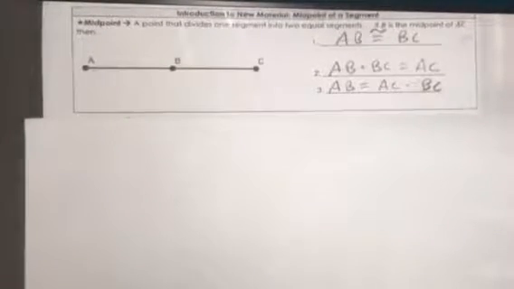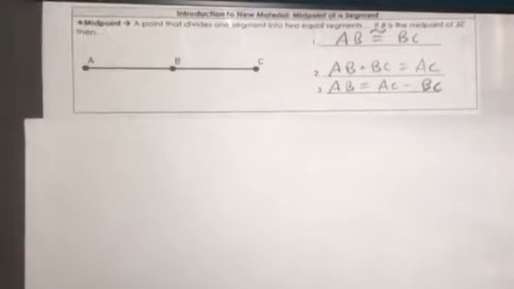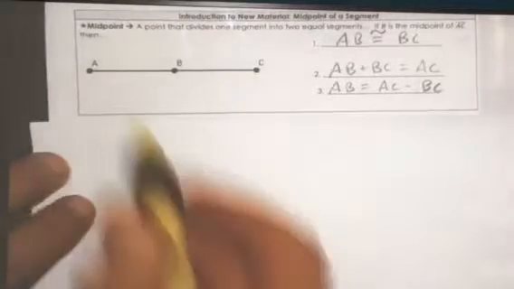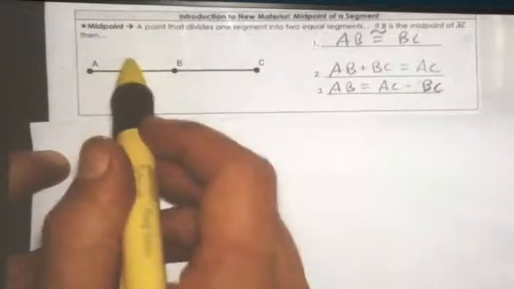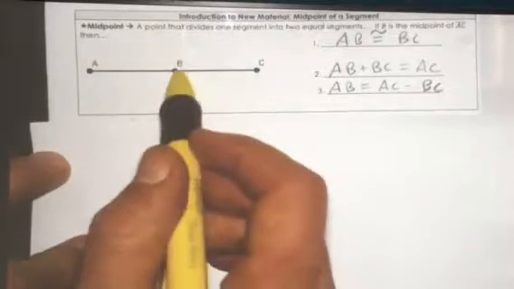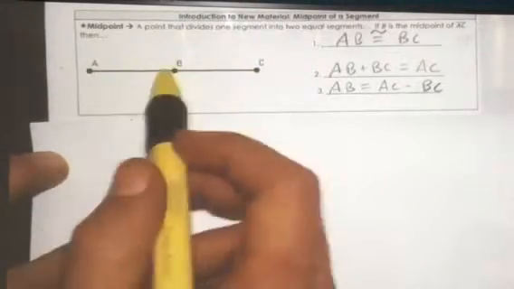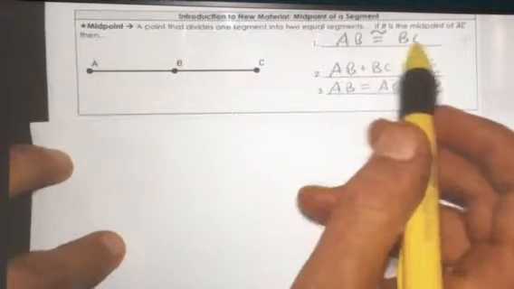All right, let's work on the index. Let's think about what a midpoint means. So we see that a midpoint is a point that divides one segment into two equal segments. So this one segment, AC, is divided into two equal segments, here, AB and BC, by its midpoint, B. As a result, we can say that AB is congruent to BC.